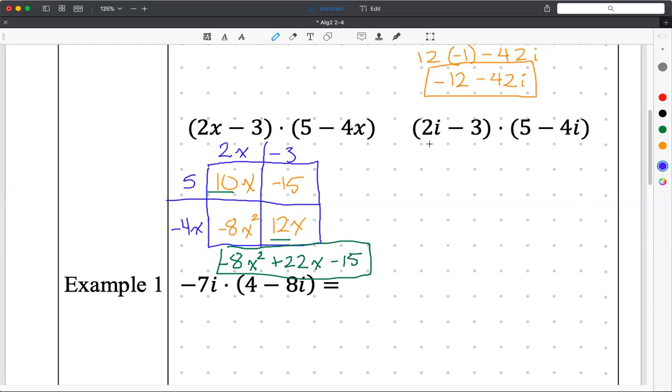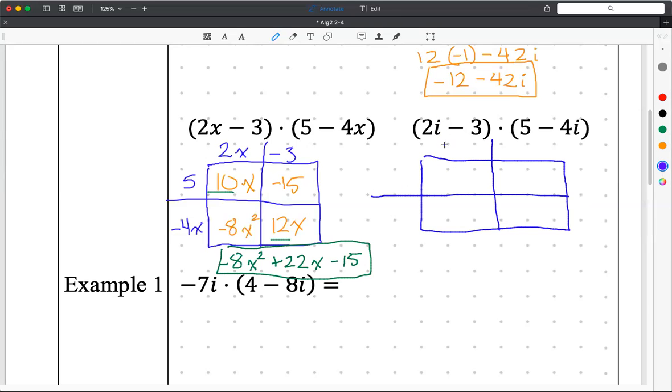Again, I'm multiplying two terms by two terms. So I need my general rectangle up here, my area model, whatever you want to call this thing, the tabular method. It has many names. I'm going to do 2i minus 3 on the top, and on the left, 5 minus 4i. I'm going to copy down from the table on the left because they're the same thing except the x's turned into i's. It was a 10x, now it's a 10i. It was a negative 15, it's still a negative 15. I had a negative 8x squared, it's now a negative 8i squared. And it used to be a 12x, now it's a 12i.